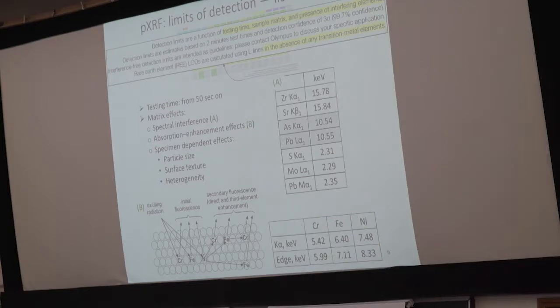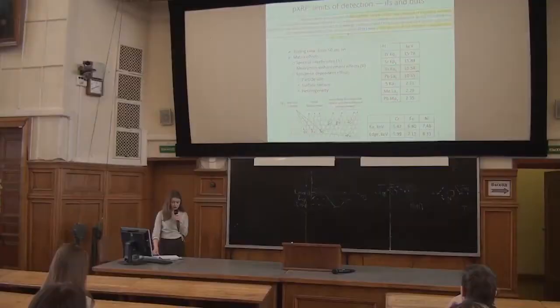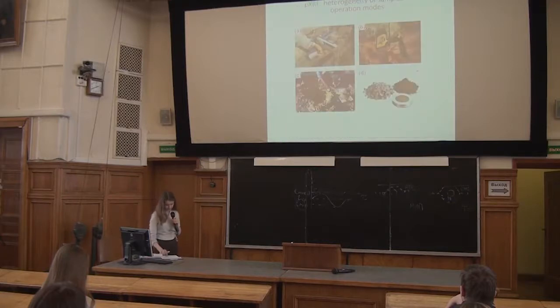Specimen-dependent effects include particle size, surface texture, and heterogeneity effects. These factors affect penetration of X-ray tube radiation, excitation of the atoms, and final spectrum. They are mostly dealt with by appropriate specimen preparation. Heterogeneity of the specimen imposes constraints on preferable operation modes.